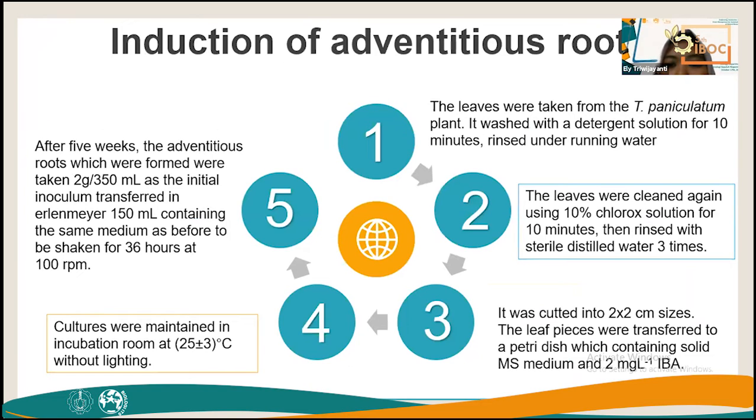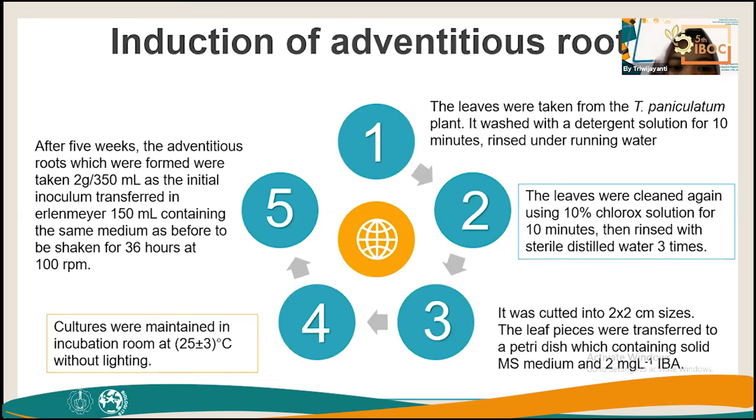For induction of adventitious root, the leaves were taken from the Talinum paniculatum plant. They were washed with a detergent solution for 10 minutes, rinsed under running water, and then cleaned again using 10% Clorox solution for 10 minutes, then rinsed with sterile distilled water 3 times. They were cut into 2 centimeter pieces. The leaf pieces were transferred to a Petri dish containing solid MS medium and 2 ppm IBA. The cultures were maintained in an incubation room at 25 degrees Celsius without lighting.